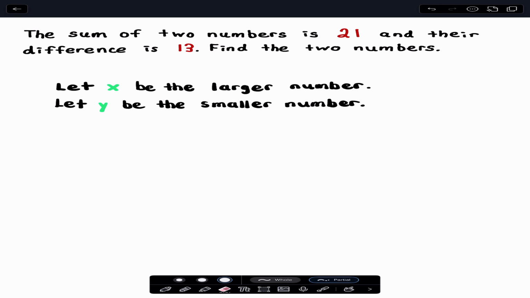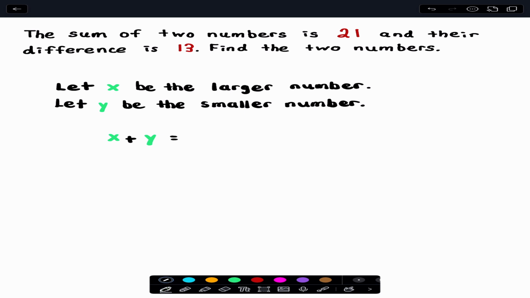Alright, step 2. We need to take these letters and turn them into systems of linear equations so that we can solve them. And to do that, we need to use the information we're given in the problem. So there's a very important word here, sum. Sum means addition. The sum of the two numbers can be represented as x plus y, because that's what happens when you take the two numbers and add them together.